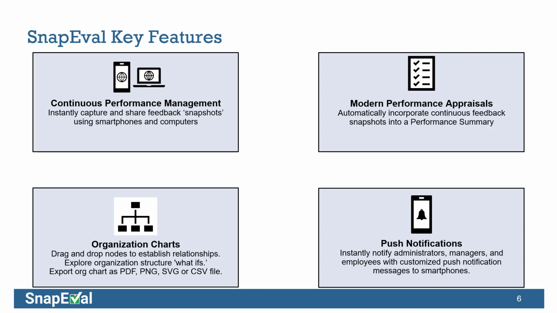The fourth thing is push notifications. With SnapEval, you can instantly notify administrators, managers, and employees with customized push notifications to employees' smartphones. This is a great way to cut through the clutter of email, text messages, and get right to someone's smartphone in a message that they're going to see when they pick up their smartphone, if it's basically been sitting on their desk, or even if they're working in another application on their smartphone.